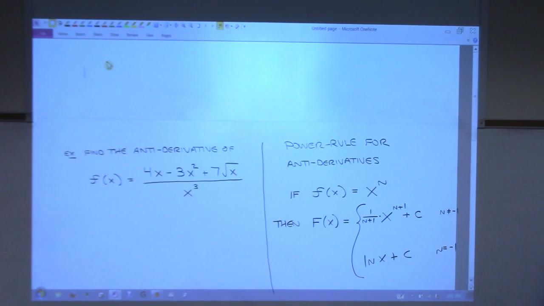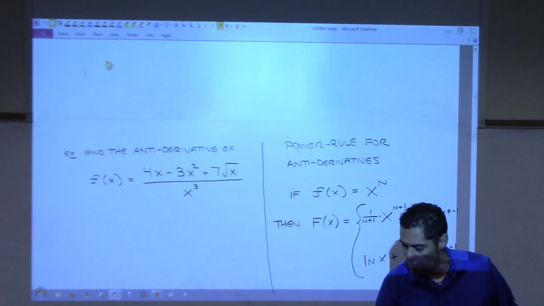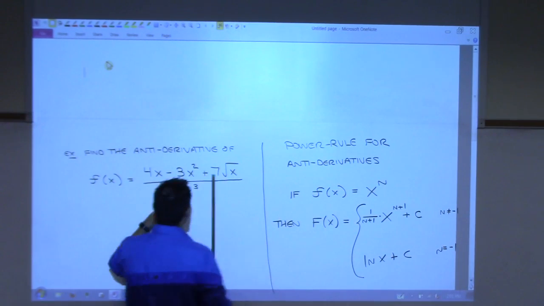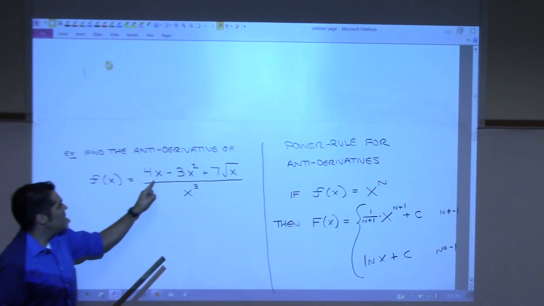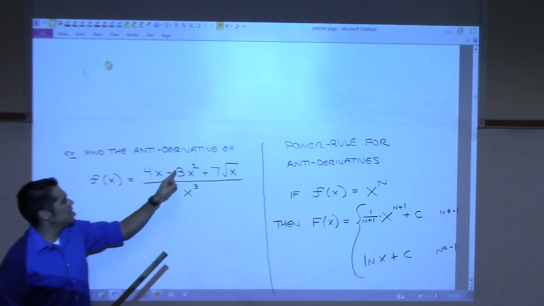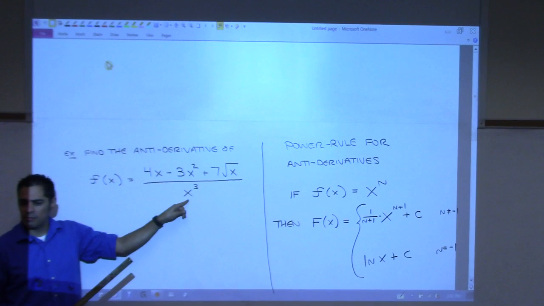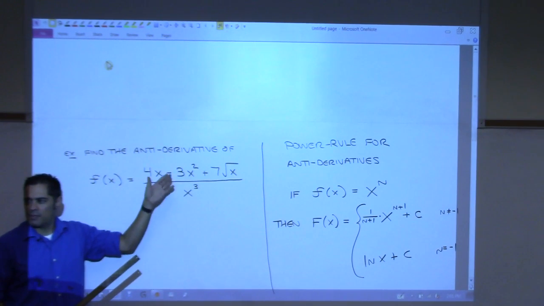I guess convert those into the negative. Yeah, what does your instinct tell you? Do you think that I'm going to be able to just say, hey, what's the antiderivative of this, this, and this, and then separately the antiderivative of this? Why don't you think that's going to work?